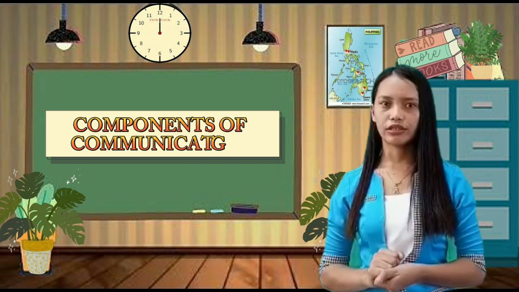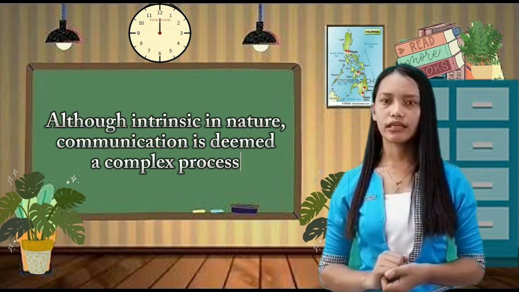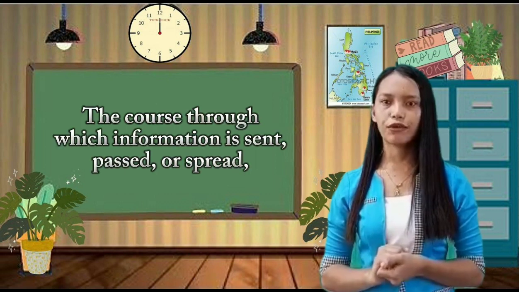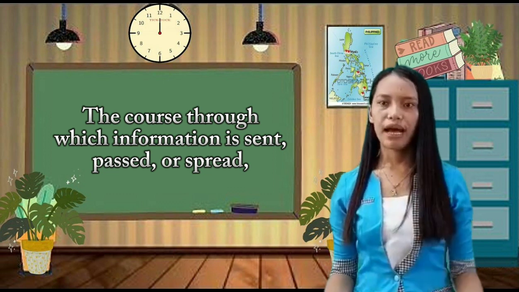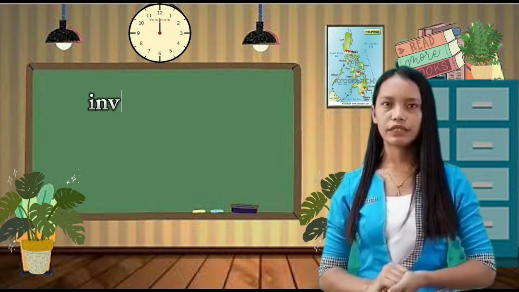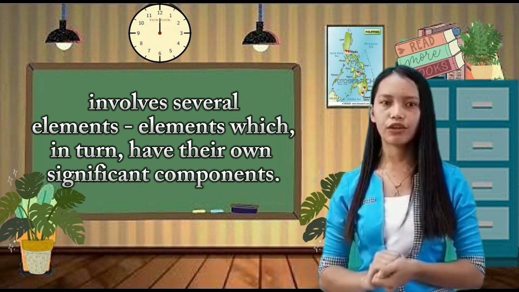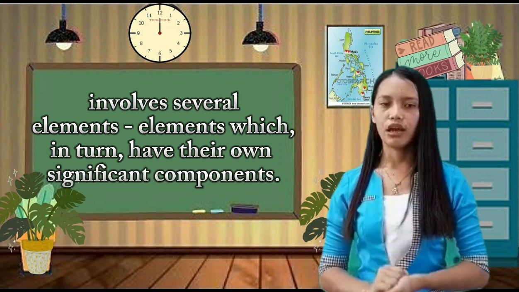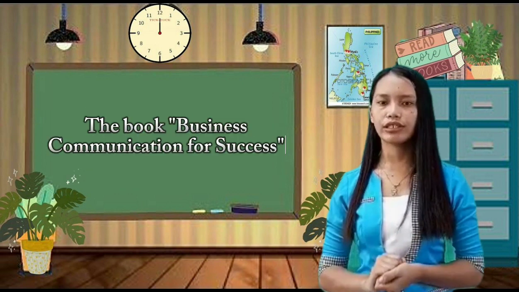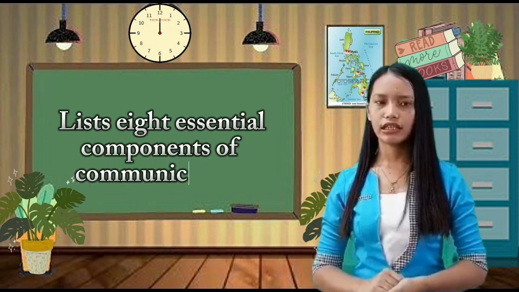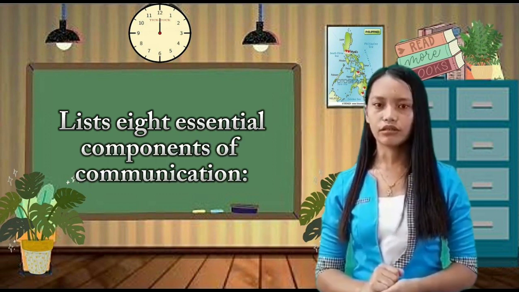Components of communication. Although intrinsic in nature, communication is a complex process through which information is sent, passed, or spread. It involves several elements, which in turn have their own significant components. The book Business Communication for Success lists 8 essential components of communication.